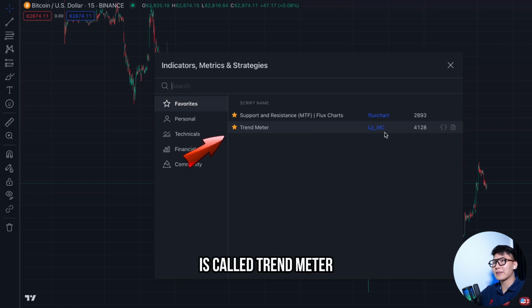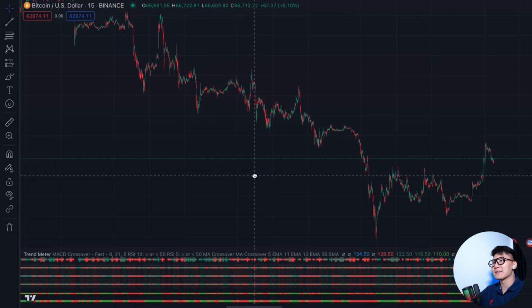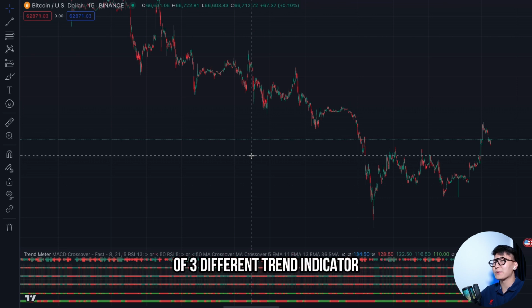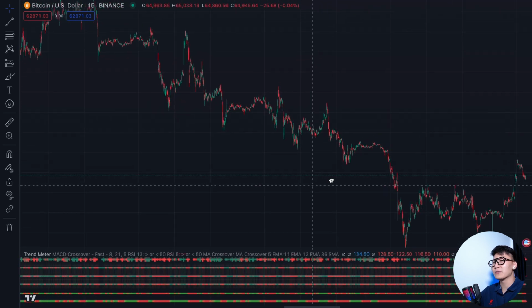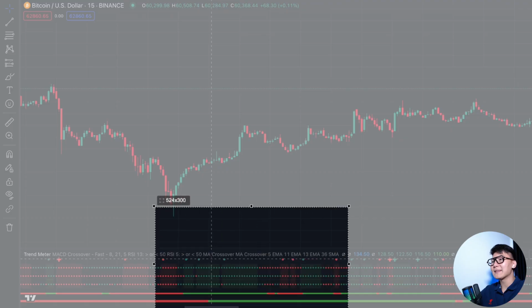It's called Trend Meter by this particular author, so select it. I should mention that this indicator is composed of three different trend indicators used for trend confirmation. It provides excellent signals, and let me explain its features and how to open long and short positions. Let's start with the long position.